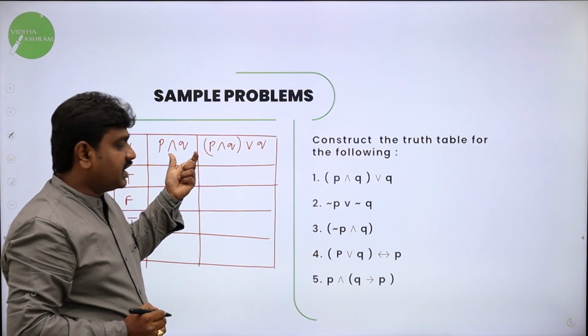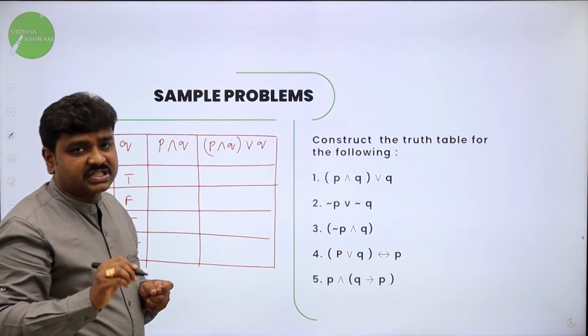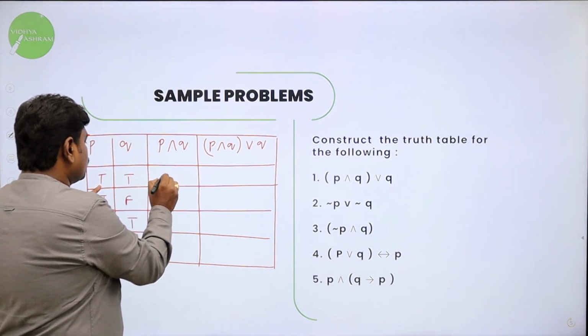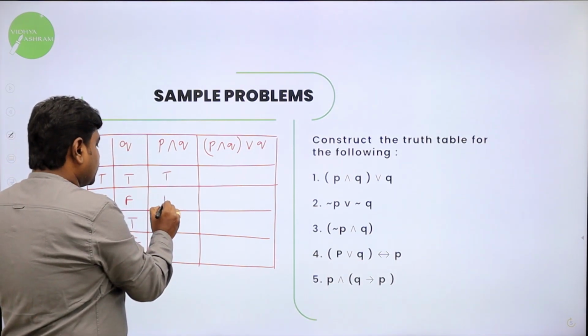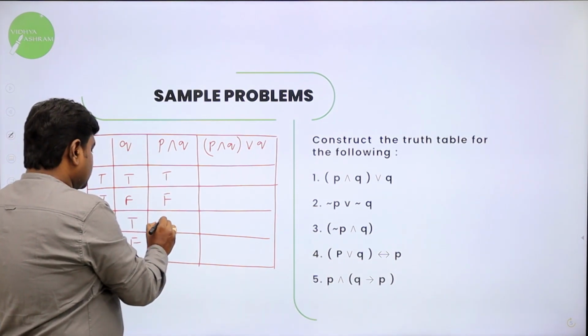Now we'll write the truth values. The operation is AND. AND means what? If any one statement is false, the result is false. Out of these two, both true, so the result is true. Out of these two, one is false, so the result is false. False, true, the result is false.